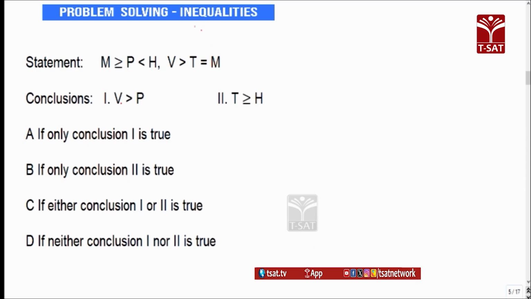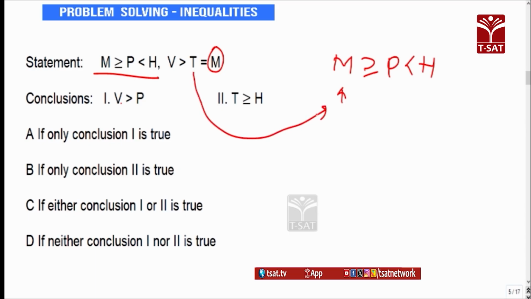See here, directly I am writing this statement 1: M greater than or equal to P less than H. See here, where is M? M is here. So you have to start from here. So you write this particular statement from here onwards. So let's see this one.